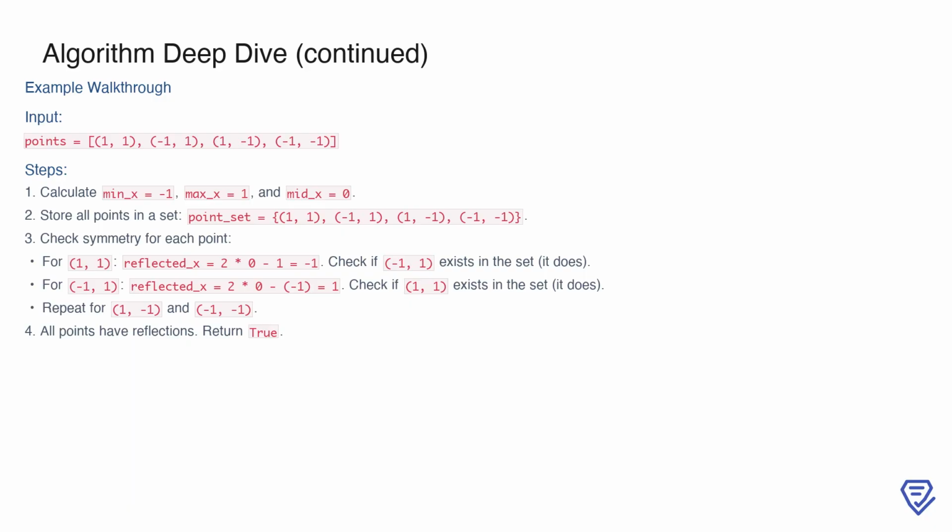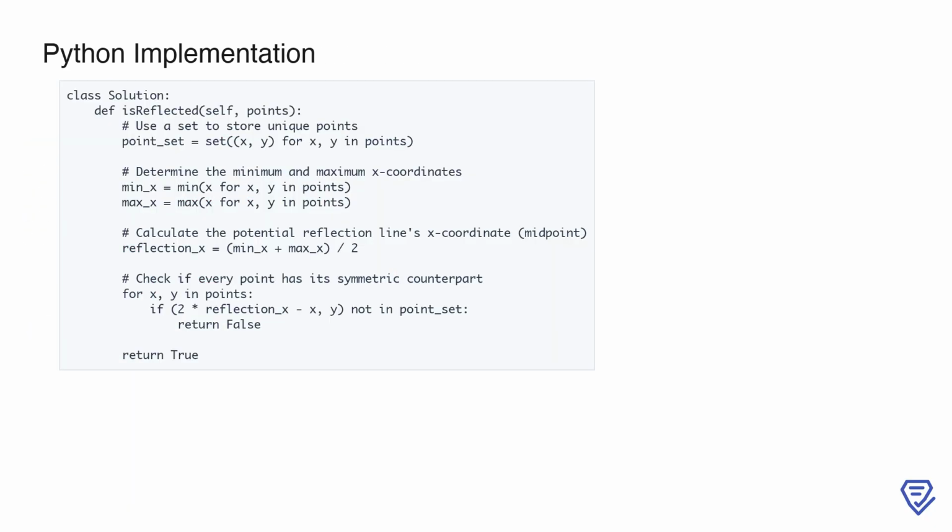Now, we check symmetry for each point. For [1, 1], the reflected x coordinate is reflected_x equals 2 * 0 - 1 equals -1. We confirm that [-1, 1] exists in the set. Similarly, for [-1, 1], the reflected x coordinate is 1, and [1, 1] exists in the set. We repeat this process for the points [1, -1] and [-1, -1], confirming their reflections as well. Since all points have corresponding reflections, we return true, indicating that the points are symmetric about the vertical line at x equals 0.